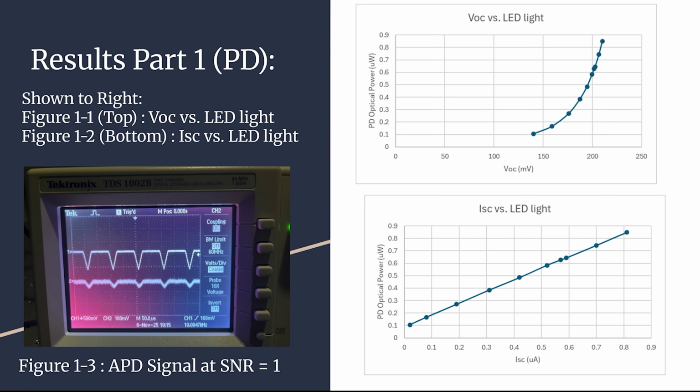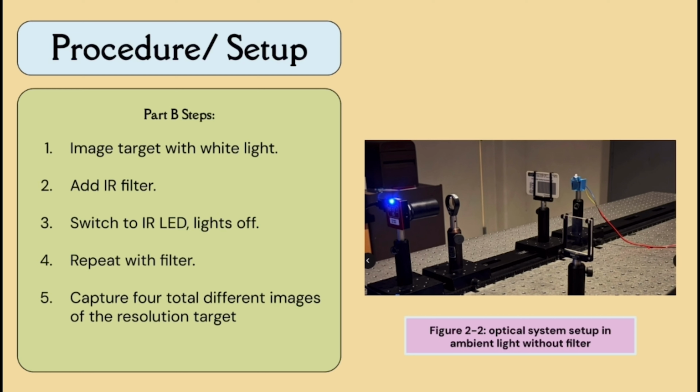Part B. We looked at CMOS spectral imaging using a Thorlabs camera. The goal was to understand how different wavelengths, both visible and infrared, are detected and how an IR blocking filter affects the image the camera captures. We mounted up the CMOS camera with a lens on an optical rail and imaged a resolution target.